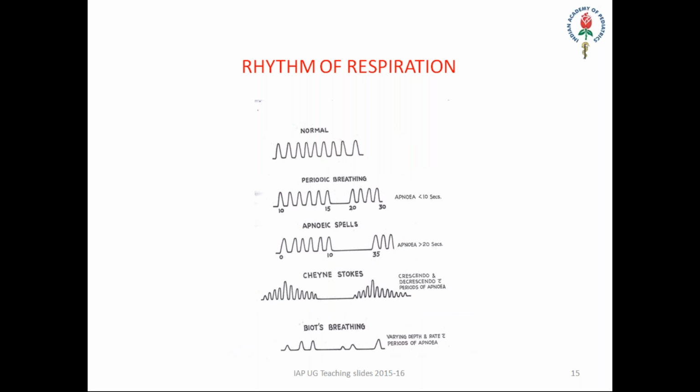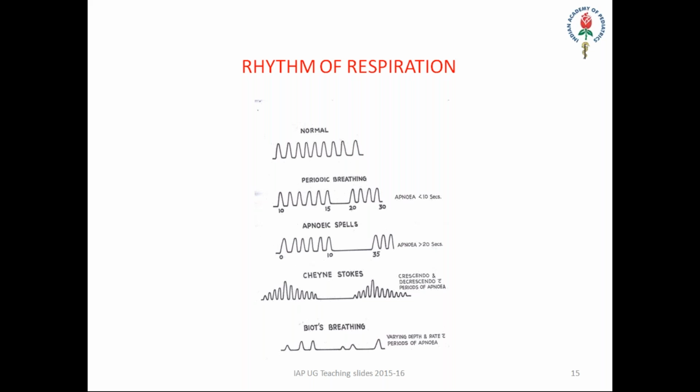So rhythm of respiration, now describing the rhythm. The first one is the normal rhythm of respiration. When you have periodic breathing, you see apnea between the normal rhythm, but the apnea is less than 10 seconds. Apnea for more than 20 seconds, you call apneic spells. In periodic breathing, the period will be less than 10 seconds, and in apneic spells, the period is more than 20 seconds. Cheyne-Stokes breathing shows crescendo and decrescendo patterns with periods of apnea in between.